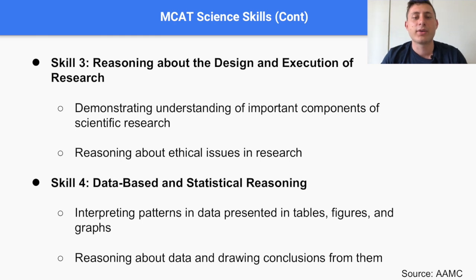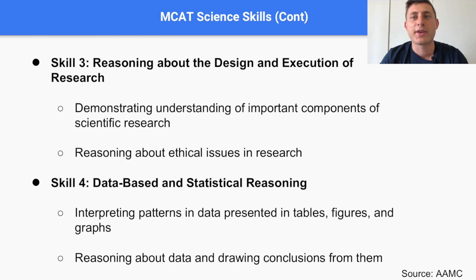However, there are also skill 3 and skill 4 questions, about 10% for each. And skill 3 is reasoning about the design and execution of research. And the AAMC states that this is demonstrating an understanding of important components of scientific research and reasoning about ethical issues in research. So essentially, you want to be able to understand a research type passage, and the best way to practice this is just doing lots of practice passages and working on understanding your basic statistics so you can extrapolate information from the passages that the AAMC has given.